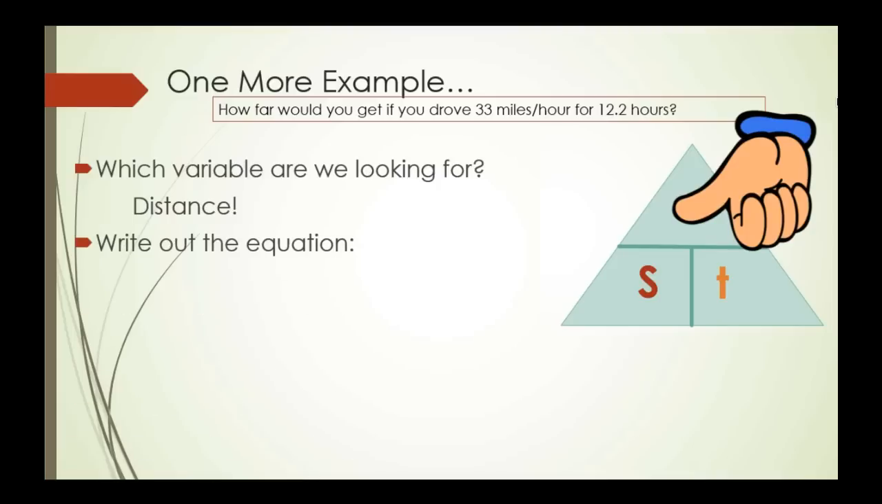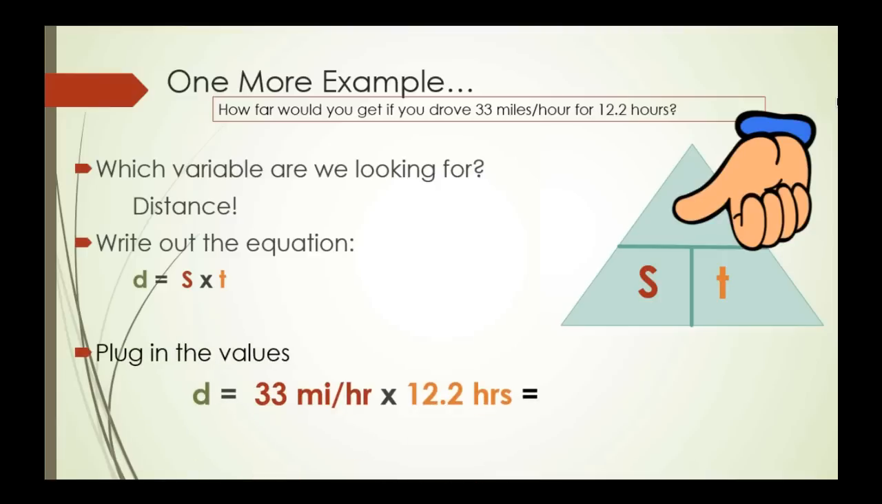Write out the equation that you see. Now remember, if the variables are next to each other, that means multiply. So D equals, and this time it's multiply, S times T. D equals S times T. Now we just plug in the numbers, and we get D equals 33 miles per hour, which is our speed, times 12.2 hours, which is our time, and our answer after plugging it in the calculator is 402.6 miles. Notice that I showed my work, I showed my units, and obviously I showed my answer.